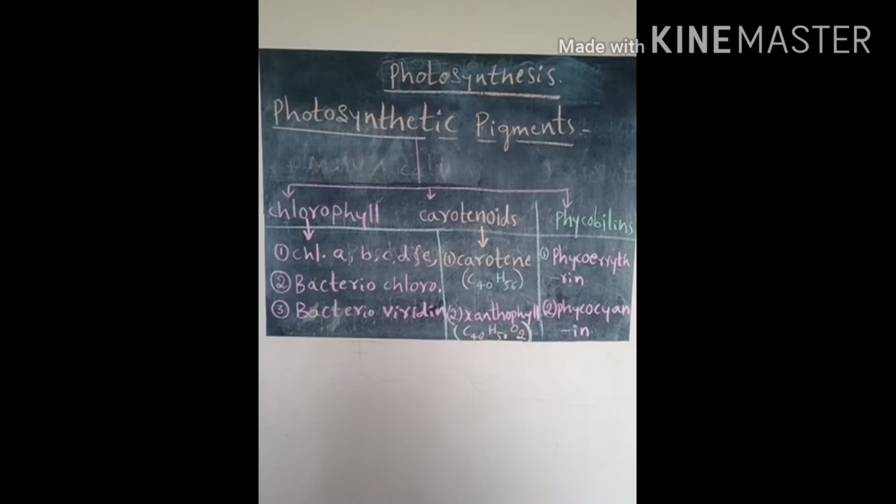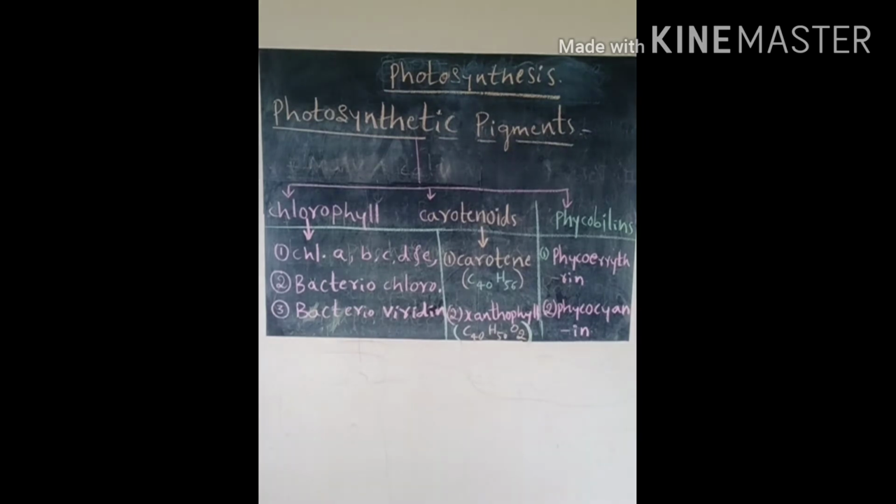The third type of pigments are phycobilins. There are again two types: phycoerythrin and phycocyanin. Phycoerythrin is a red colored pigment, and phycocyanin is a blue colored pigment. These pigments are usually present in blue-green algae. So this is the classification of photosynthetic pigments.